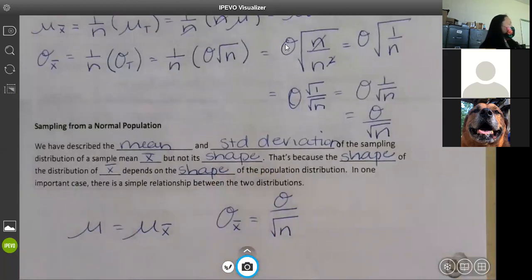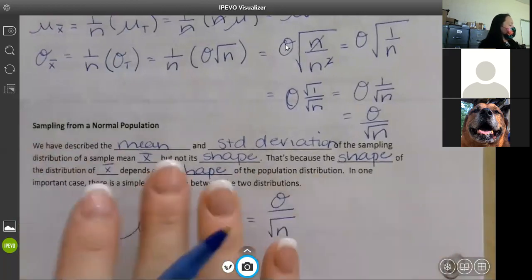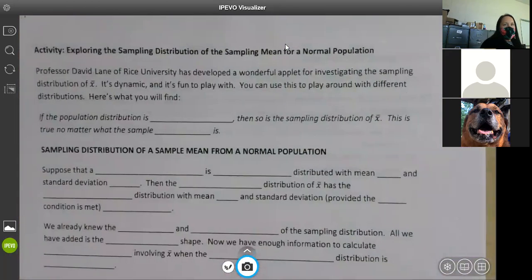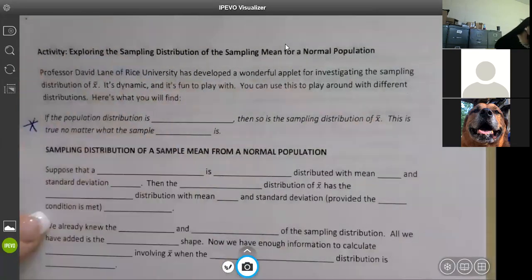Two more pages, we're done. Okay. This one is just a fill in the blank. So it says, here's an activity. Professor David Lane of Rice University has developed a wonderful applet for investigating the sampling distribution of X bar. It's dynamic and it's fun to play with. You can use this to play around with different distributions, but here's what you'll find. So you don't have to do it. Here's what you'll find. Note takers, this is important.